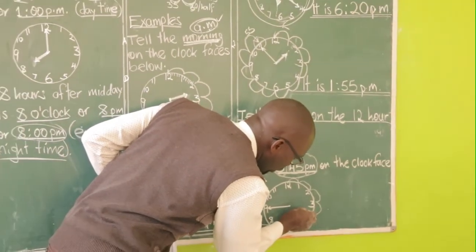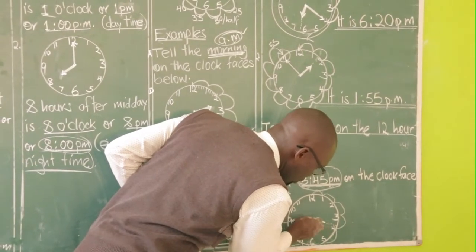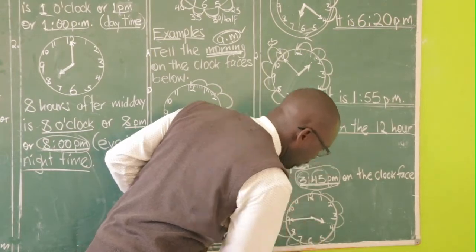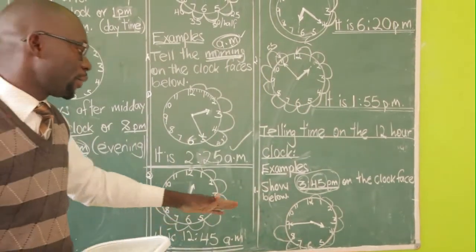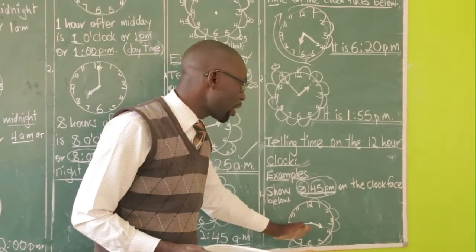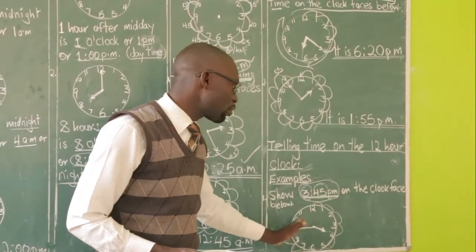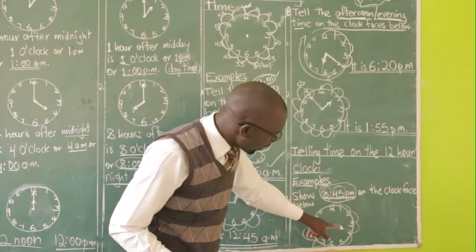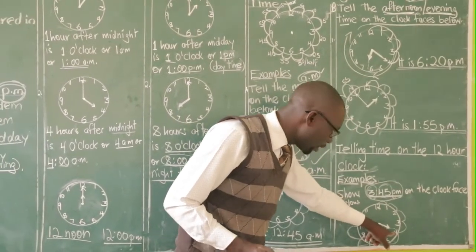So we shall dot and say it is here. So that is 3:45 p.m. This is the time when we are soon ending our lessons. 3:45, when it's almost coming to 4. The moment the minute hand moves and reaches 12, the hour hand will automatically be at 4.